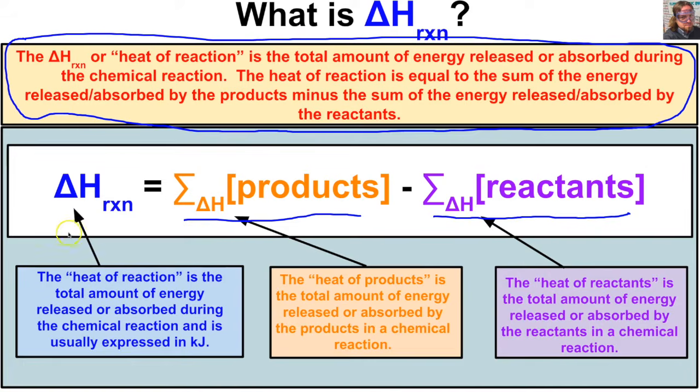Okay, so to calculate the total amount of energy of a reaction, it's simple. We have to figure out how much energy is released or absorbed by the products, and then we subtract the total amount of energy that is released or absorbed by the reactants.